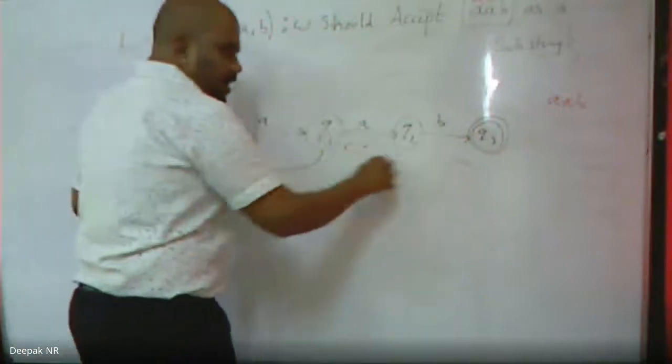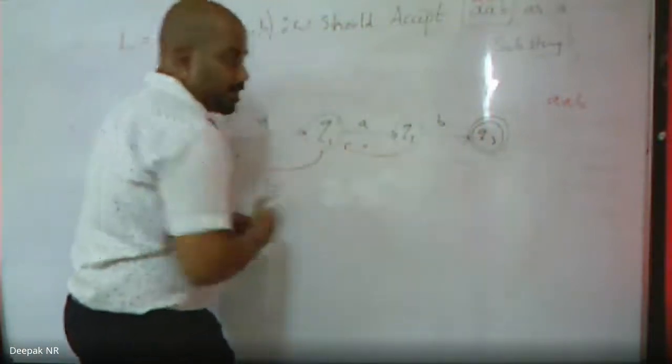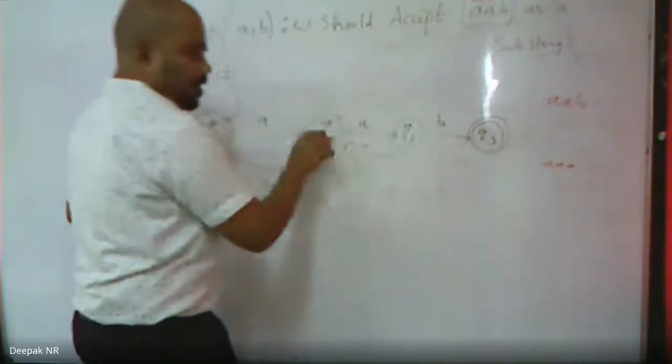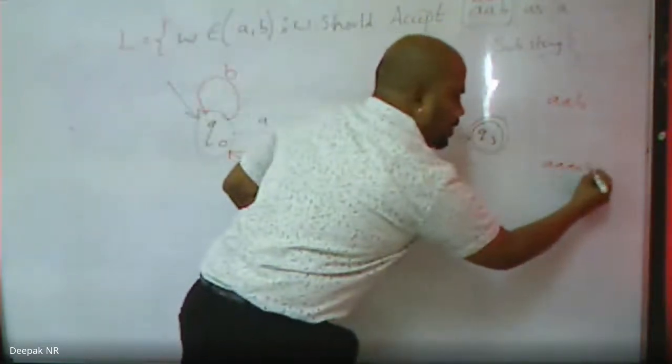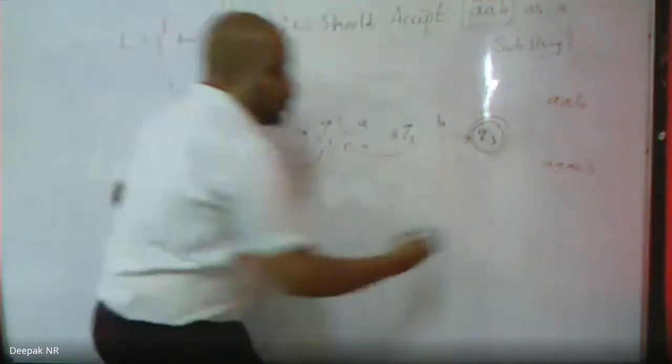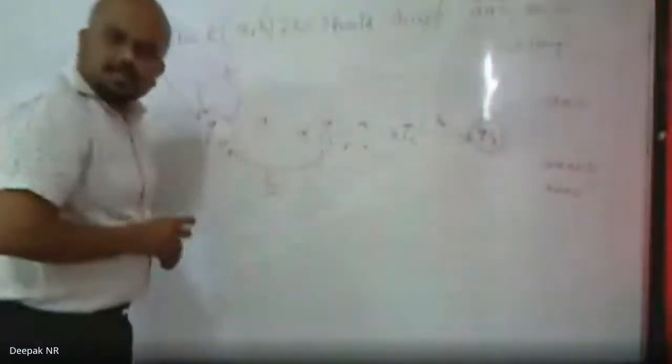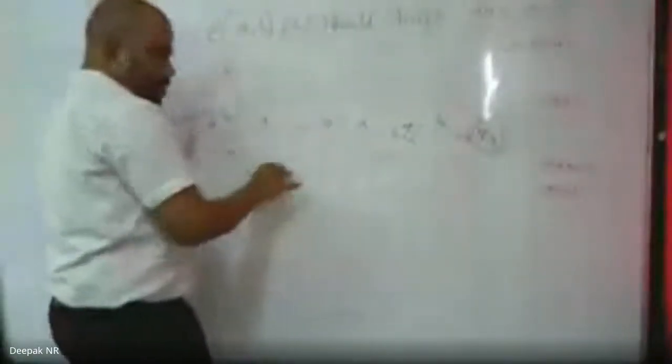AB, correct. I meant to say, one more AB is correct. What if I write three A's and B? Three A's and B is correct, right? 1, 2, 3, AB.